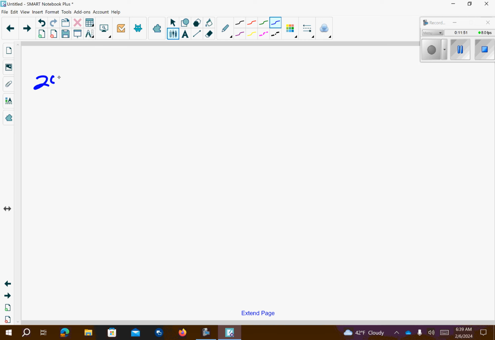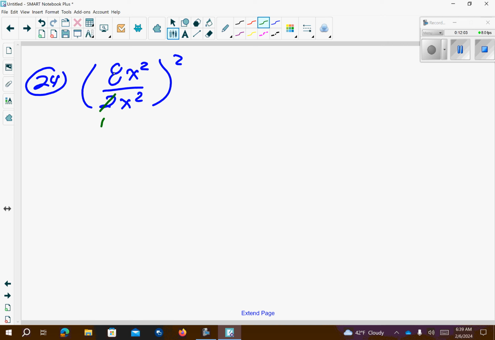Number 24, 8x squared over 2x squared to the second. Let's reduce before we distribute. So 2 goes in itself once, goes into 8 4 times. Tug of war with the x's, it's a tie, so they cancel. So I just wind up with 4 to the second. 4 to the second is 4 times 4, which is 16.